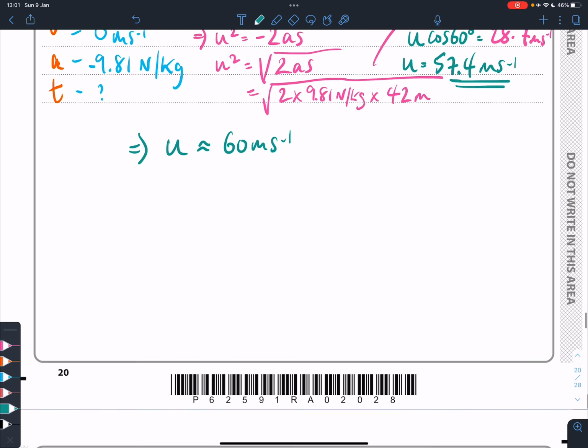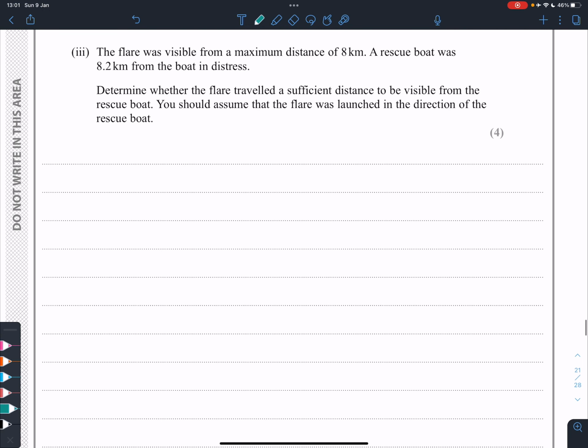Nice. Second half of this. The flare was visible from a maximum distance of 8 kilometres. A rescue boat was 8.2 kilometres from the boat in distress. Determine whether the flare travelled a sufficient distance to be visible from the rescue boat. You should assume that the flare was launched in the direction of the rescue boat. Read it again. The flare was visible from a maximum distance of 8 kilometres. Okay, a rescue boat was 8.2 kilometres from the boat in distress. Determine whether the flare travelled a sufficient distance to be visible from the rescue boat. You should assume that the flare was launched in the direction of the rescue boat.